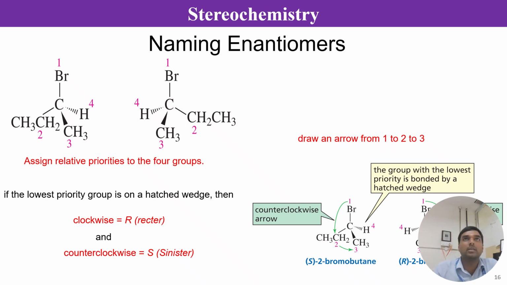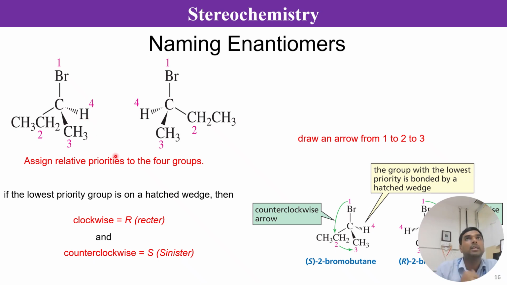So based on the CIP rule, the Cahn-Ingold-Prelog rule, you need to go for a selection rule based on atomic number. Among these four, bromine has the highest atomic number, so it gets first priority. Now among ethyl and methyl, as the first attachment is CH2 for both, you need to go for the second attachment. So ethyl gets second priority, then methyl is third priority and hydrogen is fourth priority.